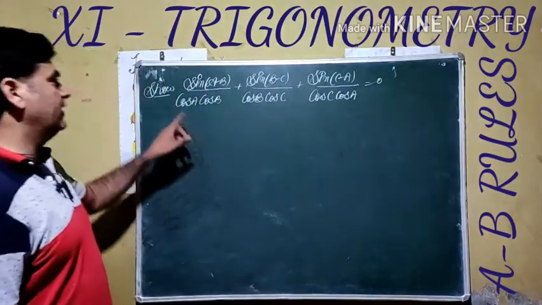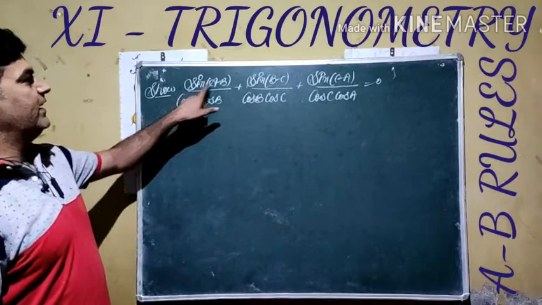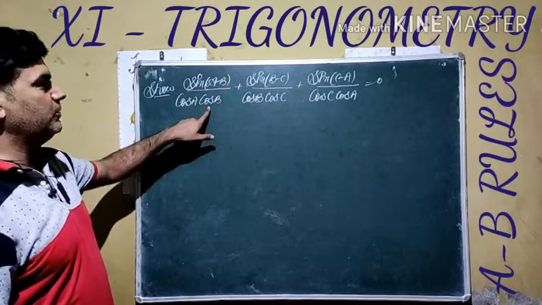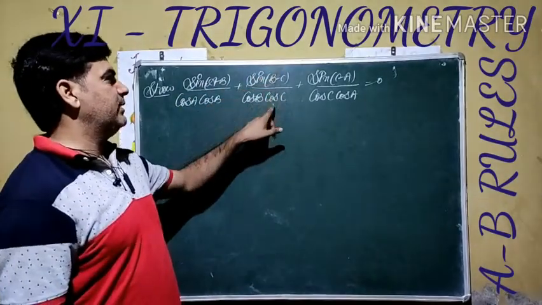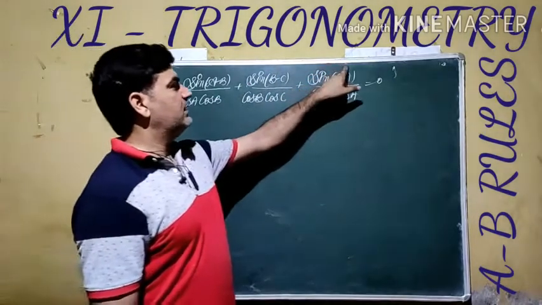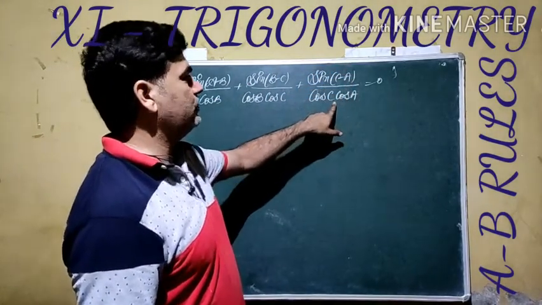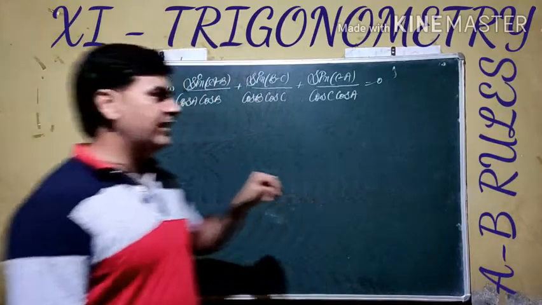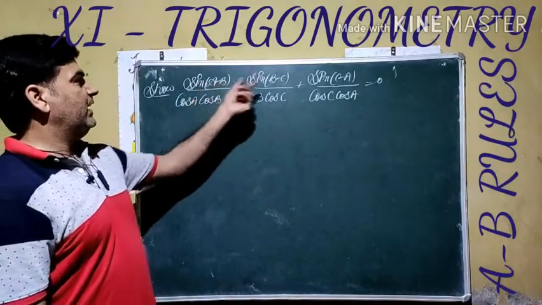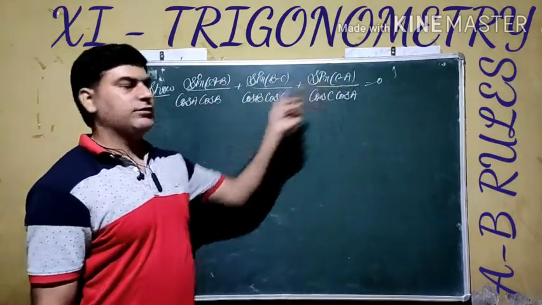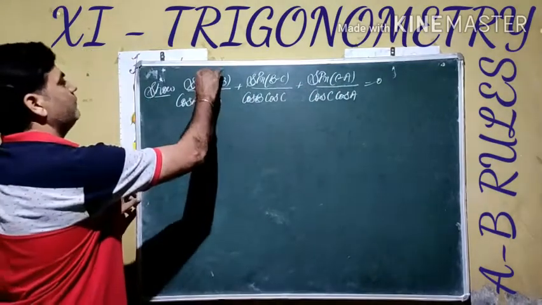Now we are going to look at another example. We have to show that sin of A minus B divided by cos A cos B, plus sin of B minus C divided by cos B cos C, plus sin of C minus A divided by cos C cos A, is equal to 0. If you see here, there is a pattern: AB, then it becomes BC, then it becomes CA. So we are going to solve only one of them, taking the first one.